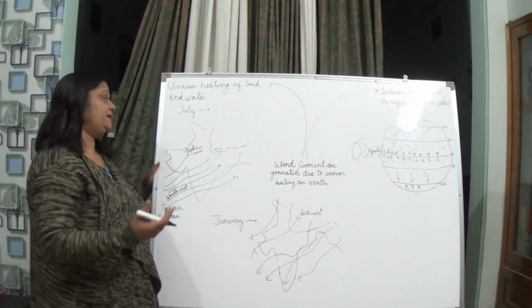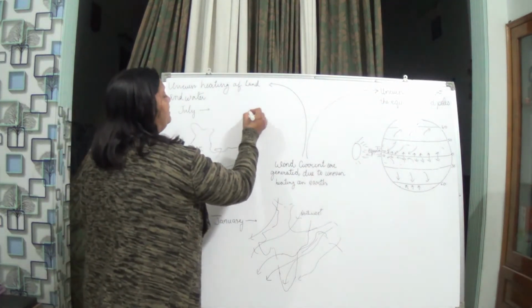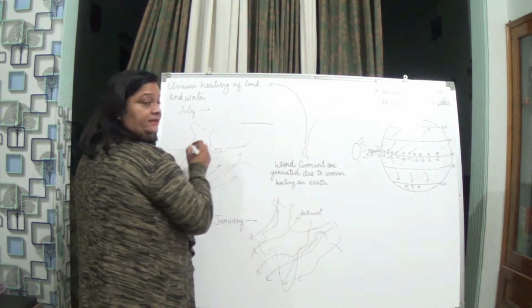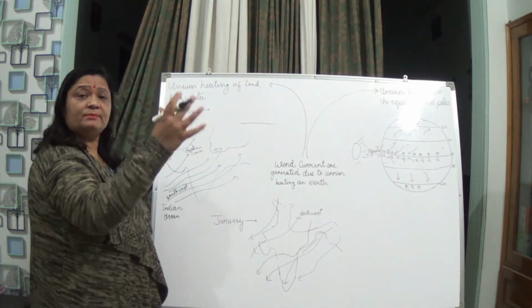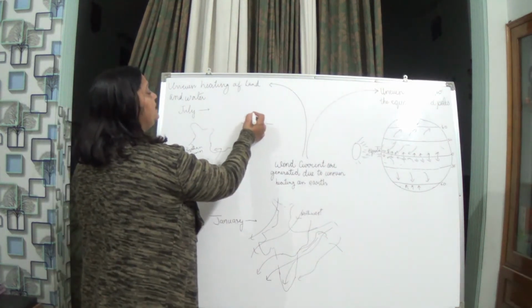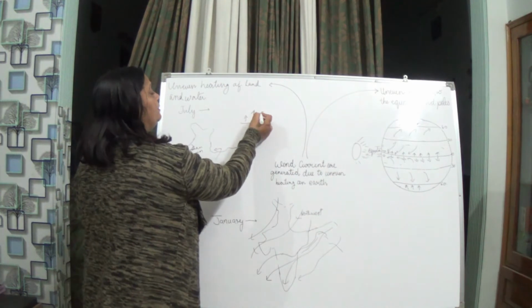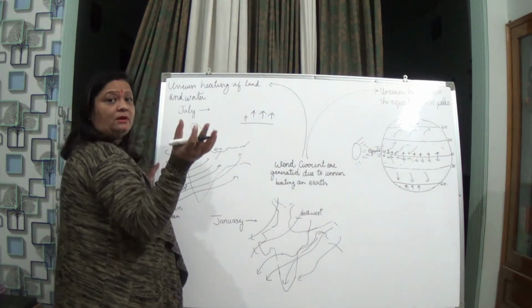Accordingly, we can say that the land area gets heated up first. All the areas near the equator, in the summer season, get heated up fast, and as a result the air moves up. But what happens to the water bodies, the seas and the oceans?